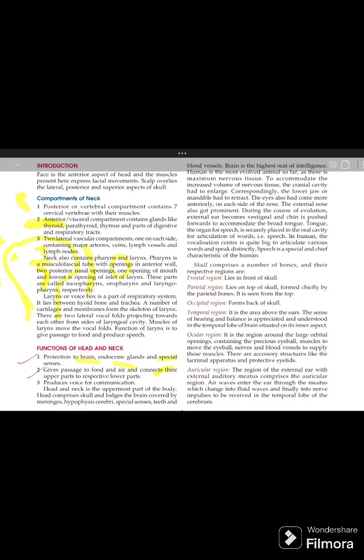Then there are 2 regions, ocular and auricular. Ocular is the region around the large orbital openings containing the precious eyeballs. The word ocular is mainly for the eyes. A round circular opening is where our eye gets embedded and set in our skull; that is your ocular region. The auricular region is the region of the external ear with the external auditory meatus, the ear region where you collect the voice and listen.